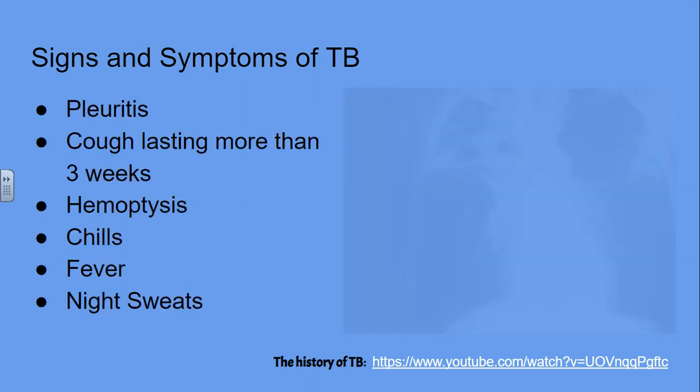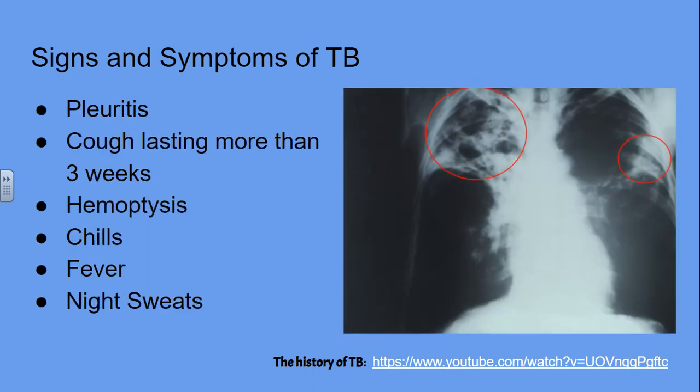Here's some of those symptoms: pleuritis, or inflammation of your pleura, cough lasting more than 3 weeks, hemoptysis, chills, fever, or night sweats. This is a good little video down here. It's only like 2 minutes long if you want to go back and watch it, on the history of tuberculosis.